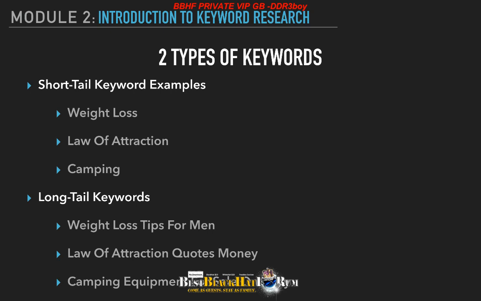So for example, weight loss tips for men, a lot more specific than just weight loss. Law of attraction quotes money. So again, it's a lot more specific. Less people will search for it, but it's very specific. Camping equipment for sale on eBay. So that's another great example of a more long tail keyword.